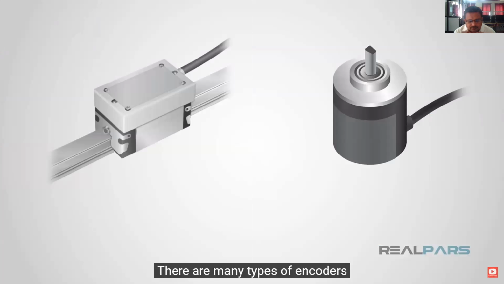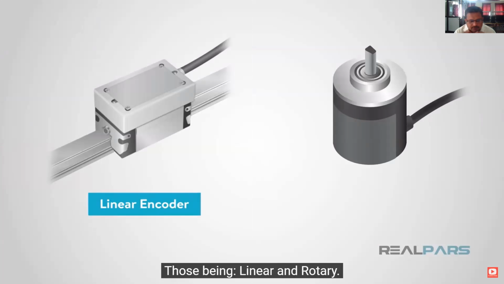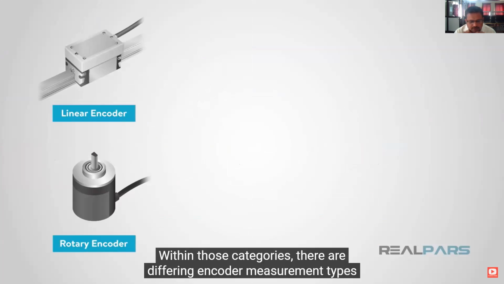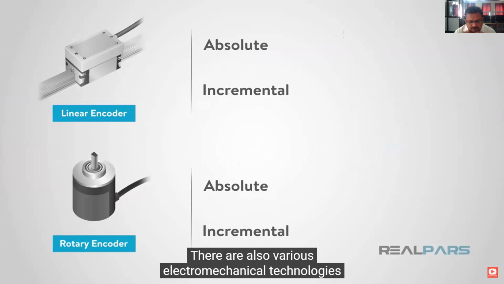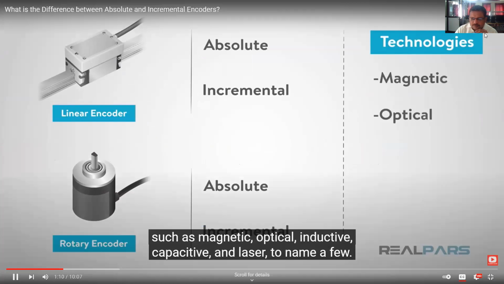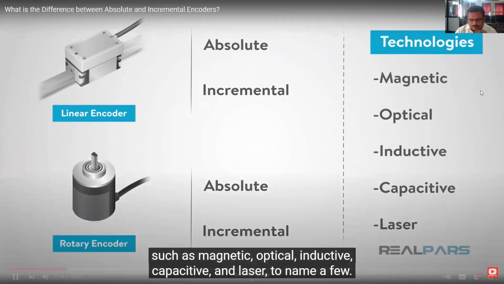There are many types of encoders, but they basically fall into two main sensing techniques, those being linear and rotary. Within those categories, there are differing encoder measurement types, such as absolute and incremental. There are also various electromechanical technologies, such as magnetic, optical, inductive, capacitive, and laser, to name a few.